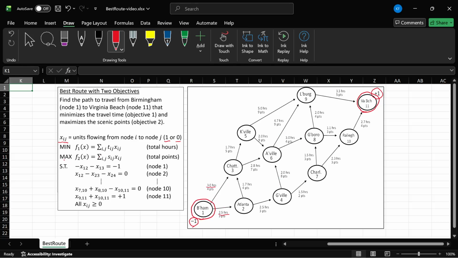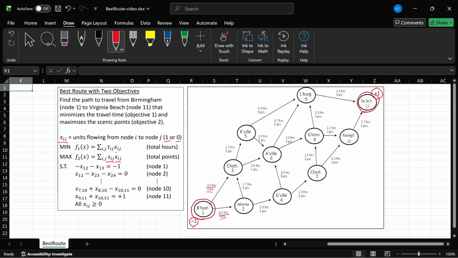Similarly, we have the second objective, f2 of x, which is a sum product of scenic points multiplied by xij. Scenic points, 3 points, 4 points, are shown in the picture for each connection. And I want you to see that normally in linear programming, we would be able to solve this problem for one objective, but here we have two objectives, and both of them depend on the same decision variables xij.